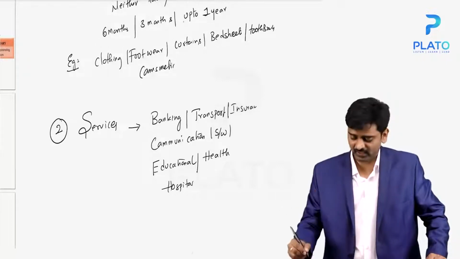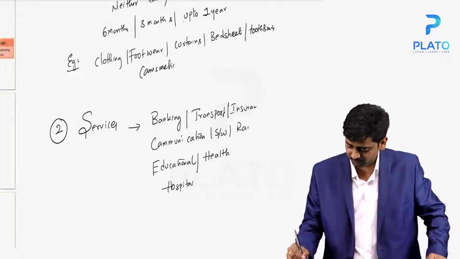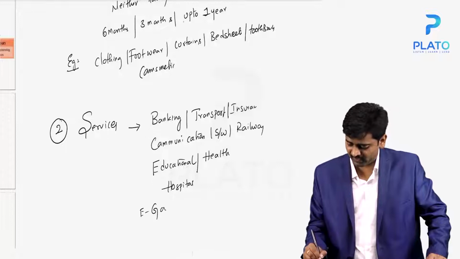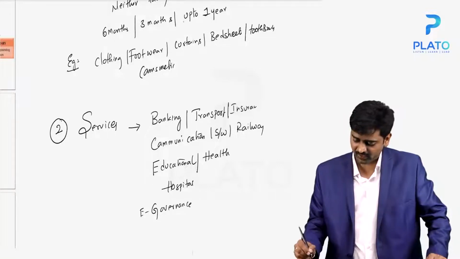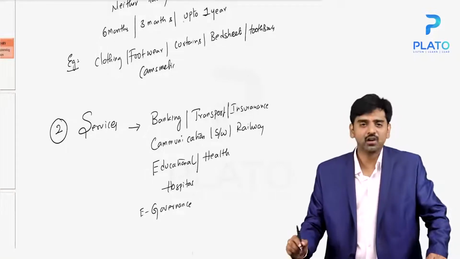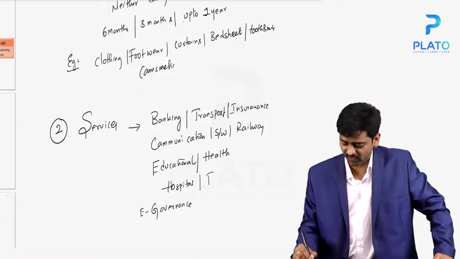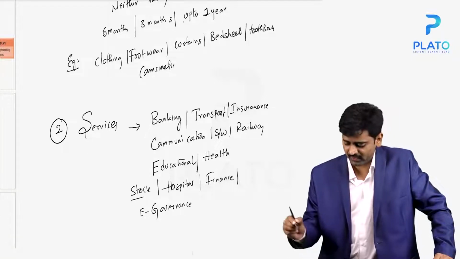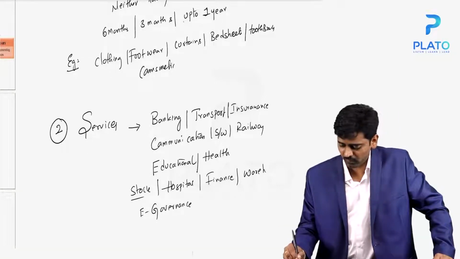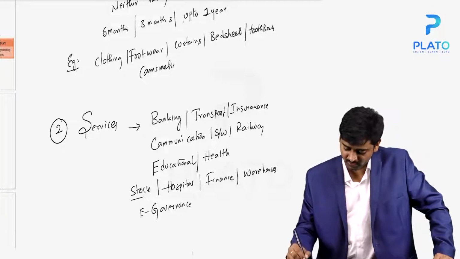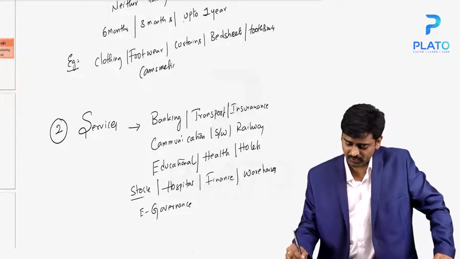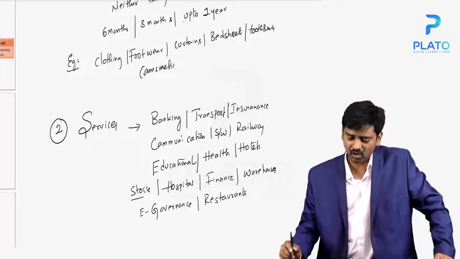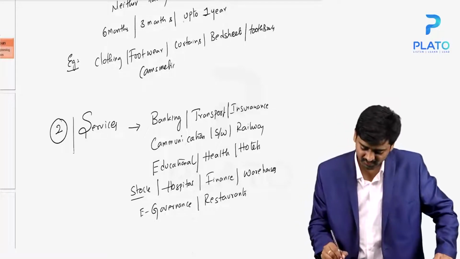Railways. If I say governance, e-governance, I think you people have heard of e-governance, right? E-governance and insurance, these all come under which category? Finance. Okay, so stock, warehouses, hotels, restaurants. Hope you know about these hotels and restaurants. These all come under the services category.